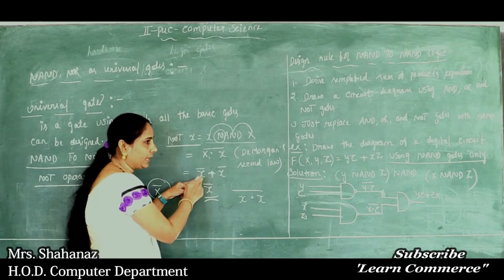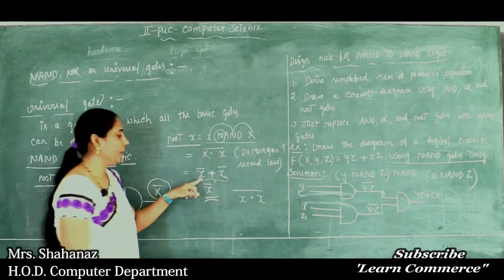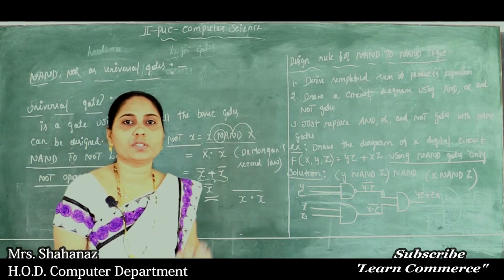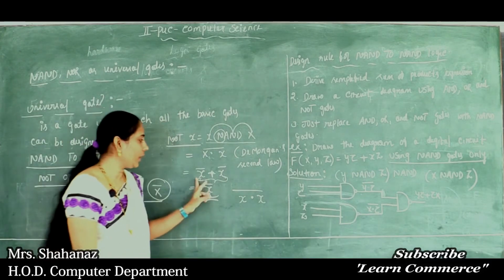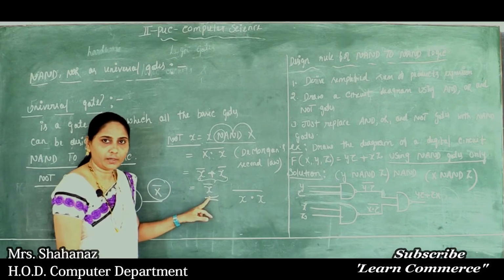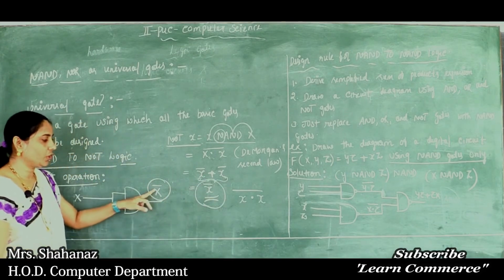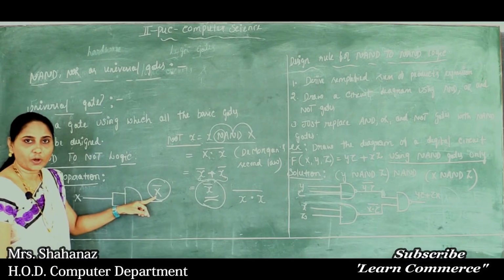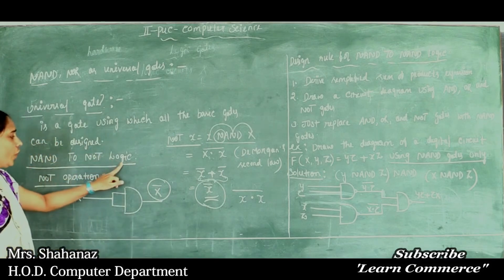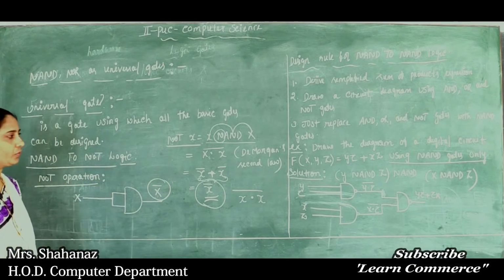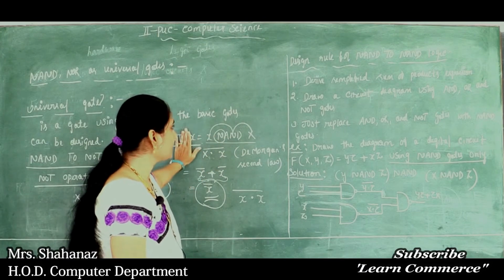I need to make the complementation of the variable. So complement X plus complement X. When you add, maybe the complement X value is 0, 0 plus 0 is 0, maybe the complement X value is 1, 1 plus 1 is 1. Clear? So we can say that this is the answer, the complement of X. Clear this point about our NAND to NOT logic by using complement of X. Okay. So this is about the simplification.